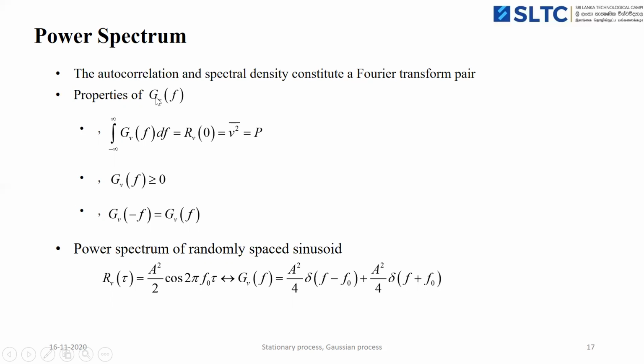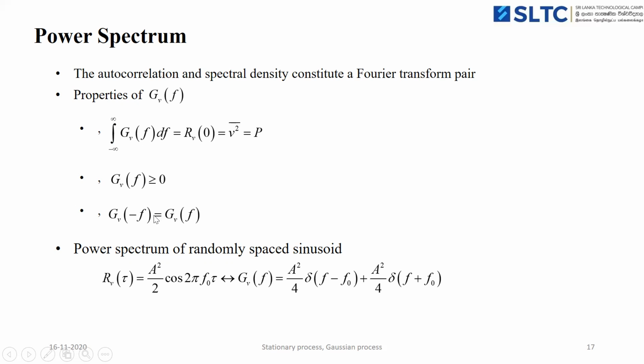And some of the properties of the power spectrum: the first property is that the integral from minus infinity to plus infinity of G_V of f df equals R_V of 0. That means the integral of the power spectrum over the interval minus infinity to plus infinity equals the mean square value of the random process, or the average power of the random process P. Then the second property is that the power spectrum of the random process is always greater than or equal to 0.